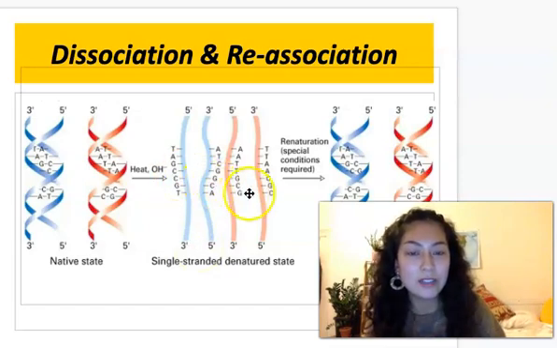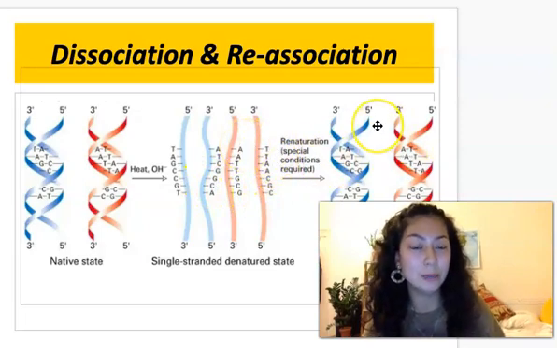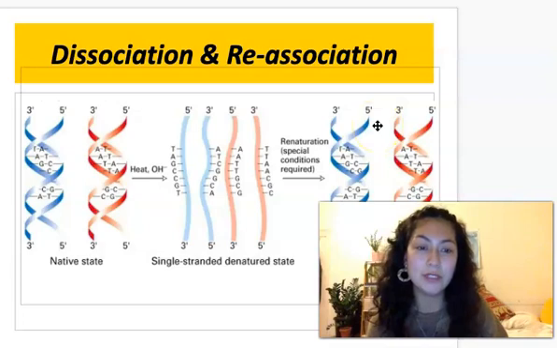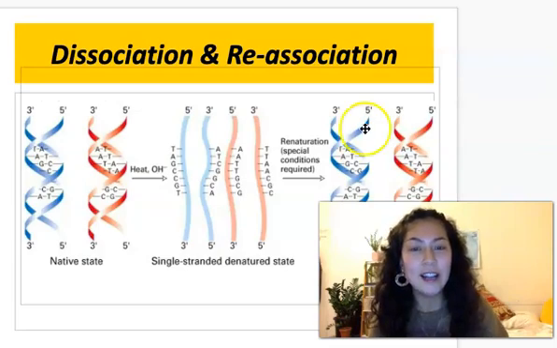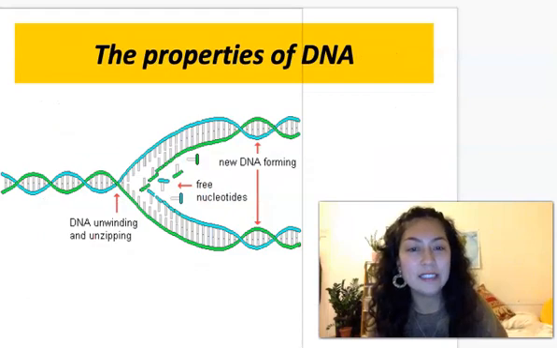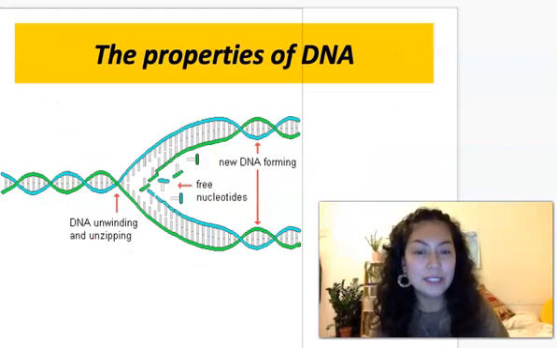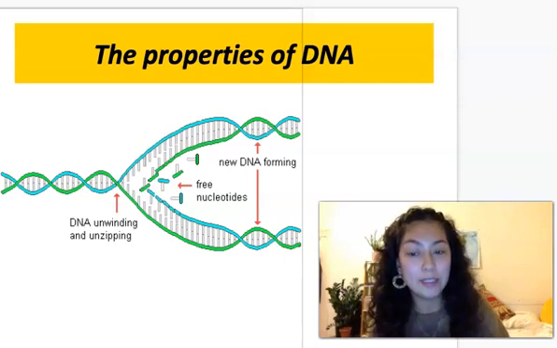If you allow that to recool again to below 90 degrees Celsius, it reforms as a double helix thanks to complementary base pairing. And this can be quite useful in genetic replication, manipulation, and other sorts of things like this. Okay, so because of this structure of DNA, it indicates some properties of DNA. It's basically a template for its own replication.